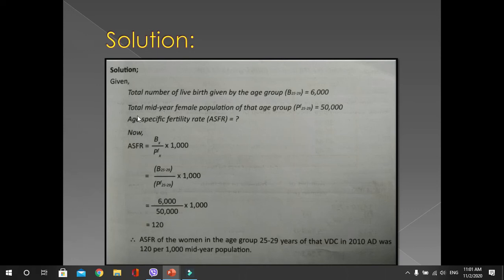Now, what are the main parts to solve the problem? First one is given, second one is formula and solution, and at last summary, means the final answer. Don't forget to write per 1000 female population. And while writing given, you always write language first, after that symbol clearly.